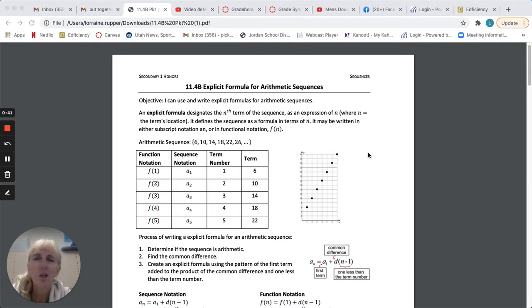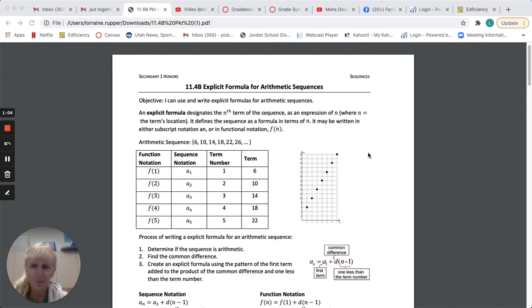So now we're going to learn this new formula where you can just jump to whatever term you want to find, and it's an easy formula to write down. It's a little bit complicated at first, but once you get it, you're going to be like, oh wow, this is so much easier than when you're going to find the 10th term and have to do the 2nd, 3rd, 4th, 5th, 6th, all the way to 10th.